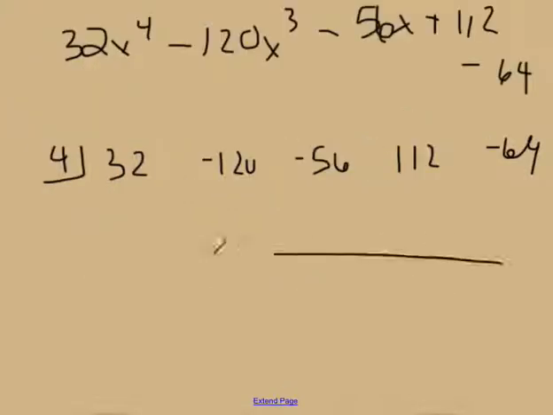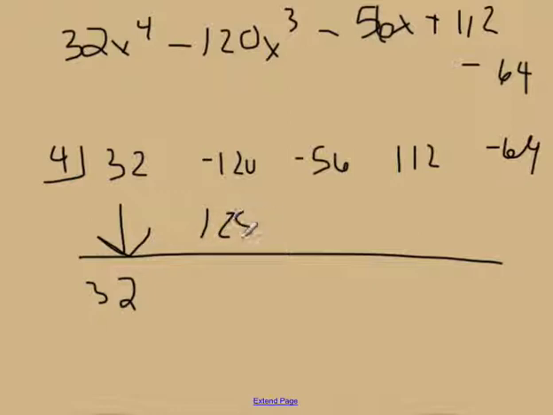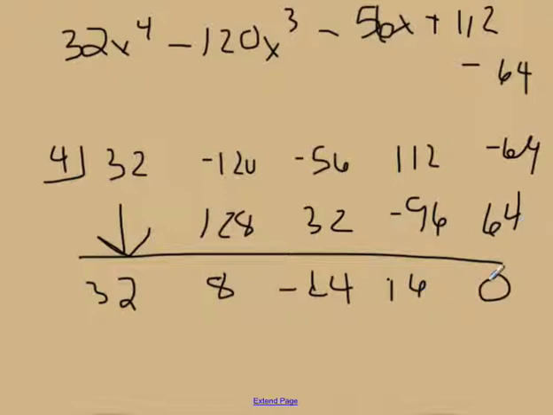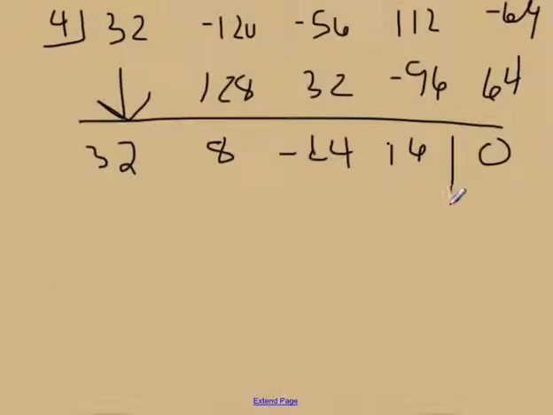So now I can go ahead and use synthetic division. So I'm first going to drop down that 32. And 32 times 4 is going to give me a positive 128. Negative 120 plus 128 is going to give me 8. 8 times 4 is 32. Negative 56 plus 32 gives me negative 24. Multiply that times 4, and here you get negative 96. 112 plus a negative 96 is 16. 16 times 4 is a positive 64, so that breaks down to 0. So our remainder is going to be 0.